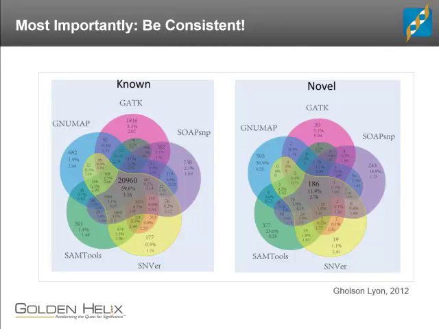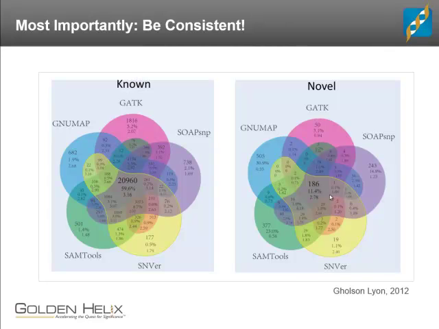And this image is based on some work Golson-Lyon did a few years ago, running the same sample through 5 different variant callers. When you look at variants that were known in a particular version of dbSNP, the concordance between the 5 callers is pretty good. When you look at the variants that were completely novel according to that version of dbSNP, the concordance goes way down. And that's because each different variant caller has its own rules for how it handles particular edge cases. Some things are going to get called in one and not in another, and so on.